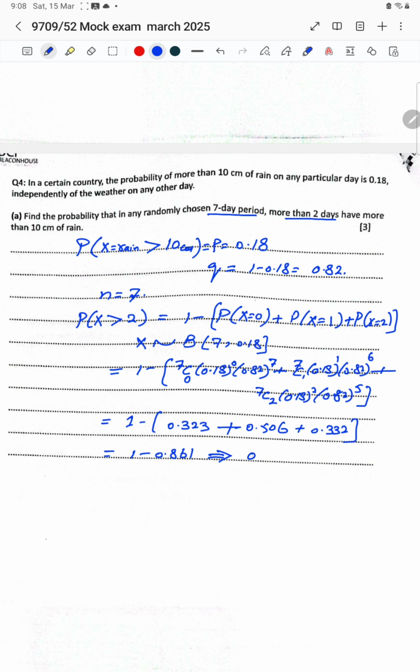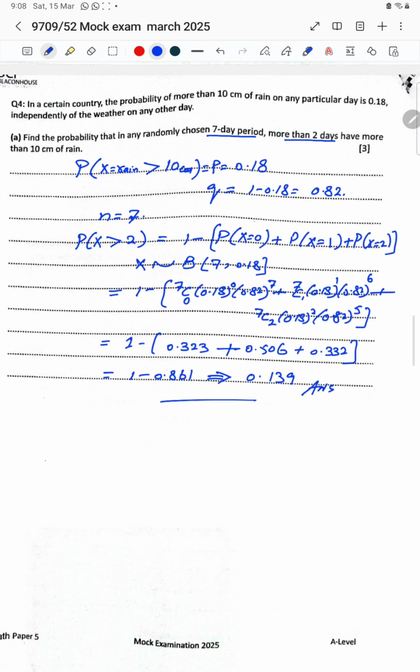gives us the final answer of 0.139. That is the answer for 3 marks. I hope it is clear. It's a simple question based on the binomial distribution. Let's go to the next.